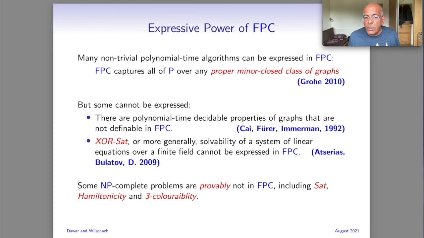And it turns out that by reductions, one can then show certain NP-complete problems are provably not in FPC. This includes SAT, satisfiability of Boolean formulas, Hamiltonicity of graphs, three-colorability of graphs. None of these is in FPC. Hamiltonicity we saw already is not in fixed point logic. But what this is saying is, even if you add counting, we can prove it's not. Okay, we wouldn't expect it to be because everything in FPC is still in polynomial time. But this is the whole point, that irrespective of the P versus NP questions, we have categorical proofs that certain NP-complete problems are not in FPC.